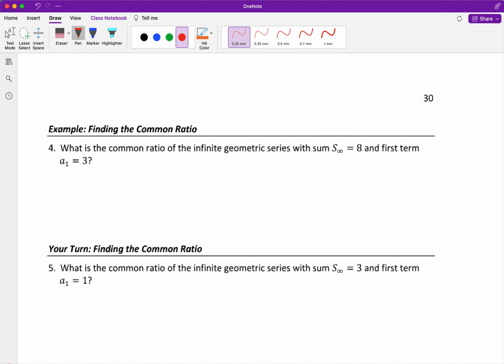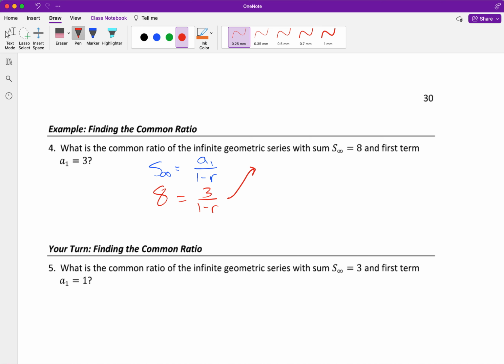Alrighty. We're going to do some of these working backwards type questions now. So we have, what is the common ratio of the infinite geometric series that has a sum of 8 and the first term is a1 equals 3? All right, so they told us it's an infinite sum, which means that it is going to follow the formula a1 over 1 minus r. If the sum is 8 and a1 is 3, well, then I have an equation I can solve.